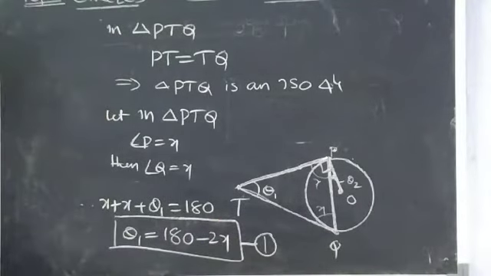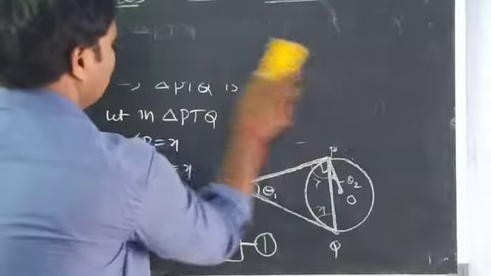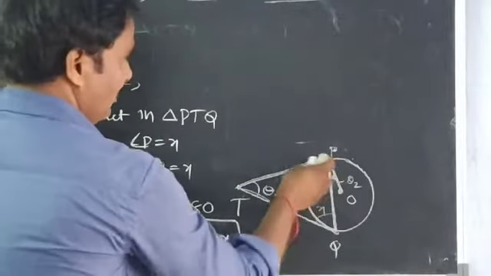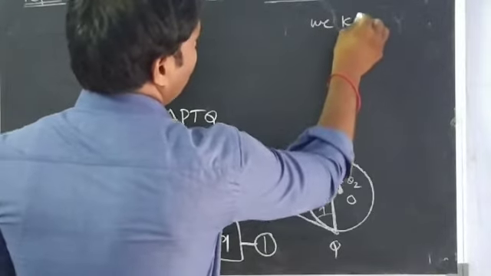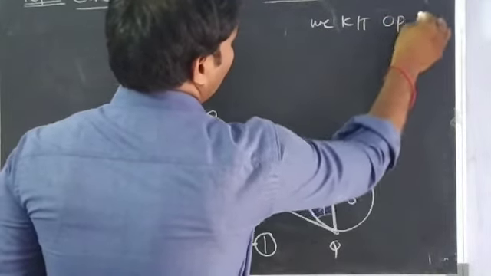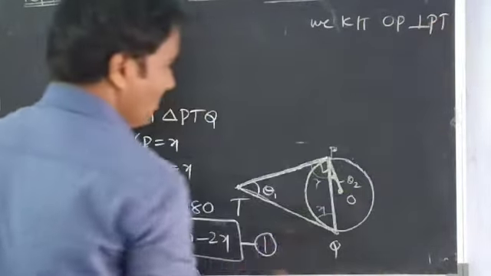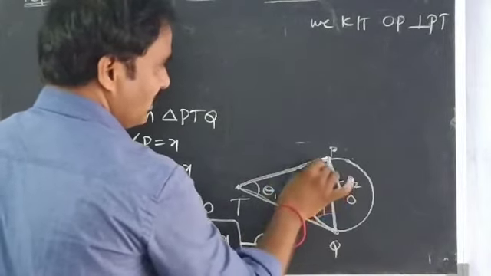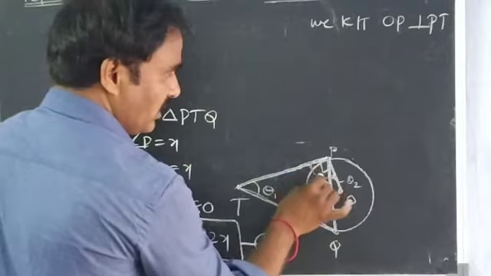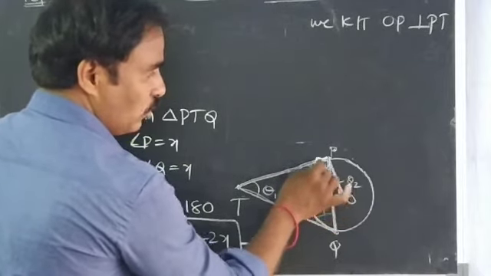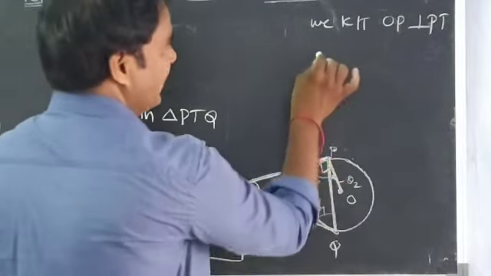Equation 1. Now we know that OP is perpendicular to PT. So this is 90 degrees. Which angle? X plus theta 2. X is only this angle. Theta 2 is different. Total angle is 90 degrees.